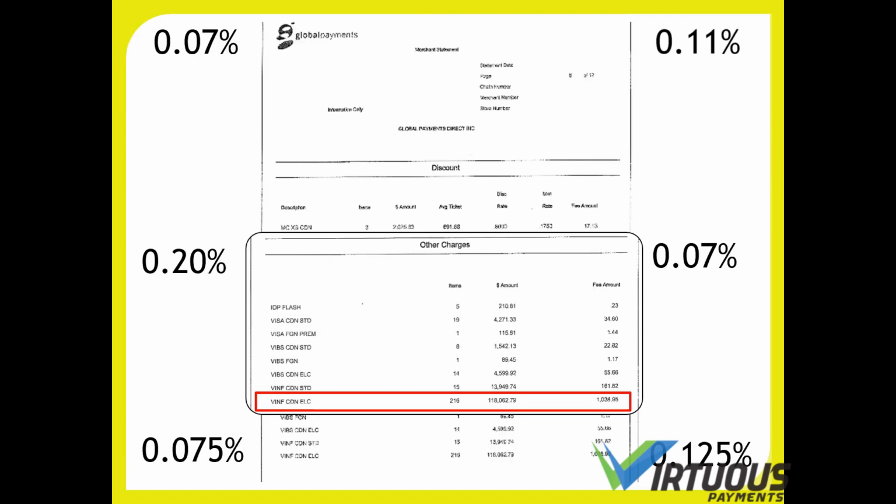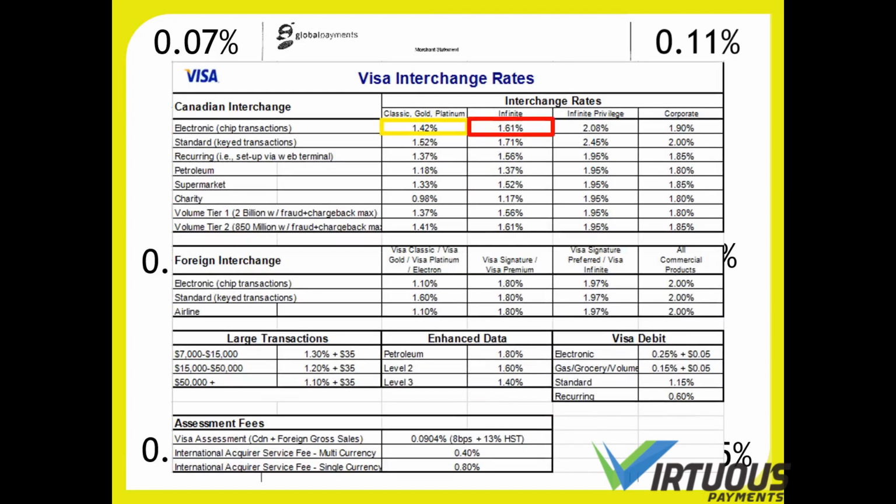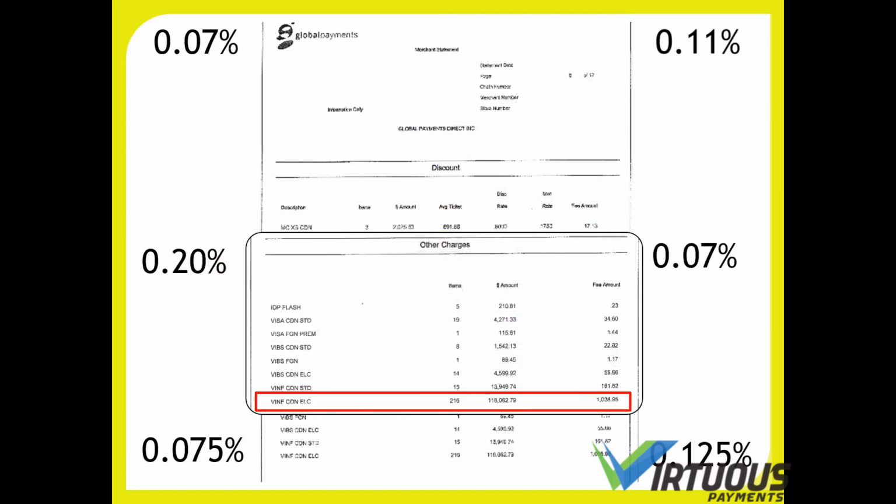If you divide the fees, here being $1,038.95, by the volume, here being $118,062.79, you'll get a markup of 0.88%. Add this to your base rate of 1.49% and you'll get a total of 2.37%. As you can see, cost for Visa Infinite is 1.61%, so there's a markup of 0.76% when combined with the base rate of 1.49% and the 0.88% markup for Visa Infinite. If you follow the same procedure for any other card or MasterCard, you'll find the same markup.